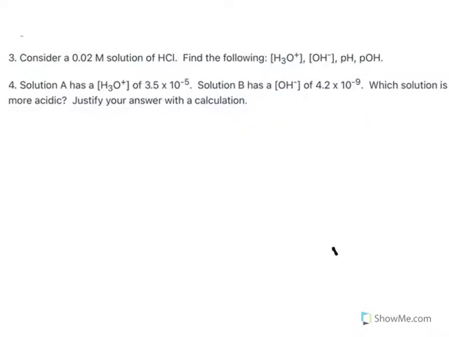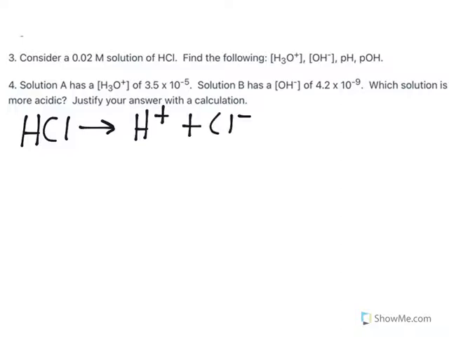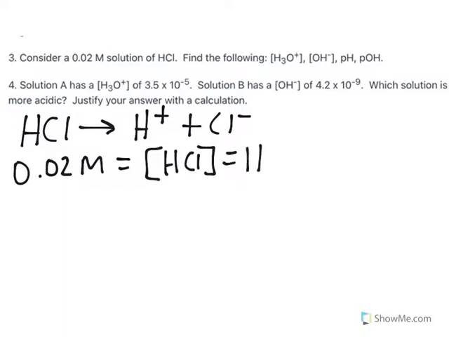For number 3, consider a 0.02 molar solution of HCl and find the following 4 things: the hydronium concentration, the hydroxide concentration, the pH, and the pOH. So let's just start with the hydronium concentration. Again, we've got HCl. It's a strong acid. It's going to fully dissociate. If we have a concentration of HCl of 0.02 molar, then that equals the concentration of the H+ ions, which also equals the concentration of the hydronium ions.